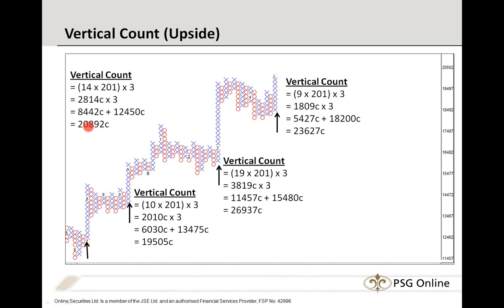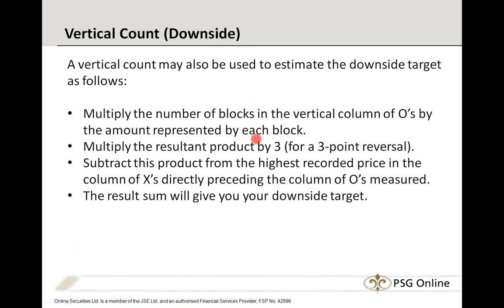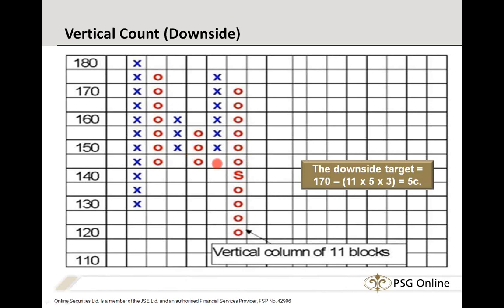So there's our 208. We exceed it. We eventually get to it very, very closely. Okay. There's a vertical count of 10. There's a vertical count of 19. In this situation, only a vertical count of 9. You do it on the downside also to help you estimate the target price.